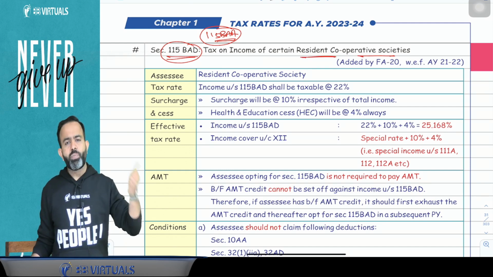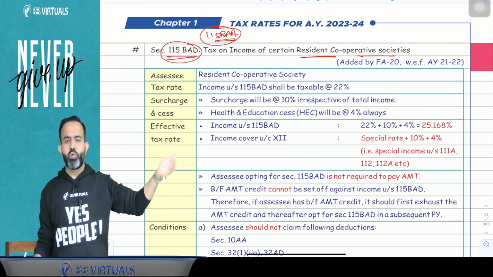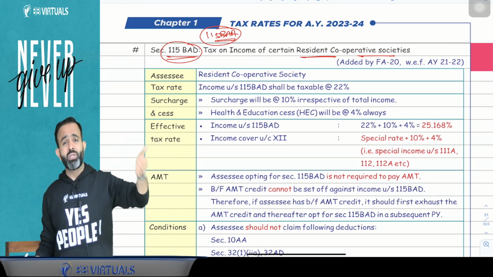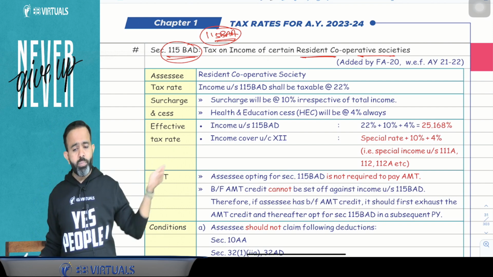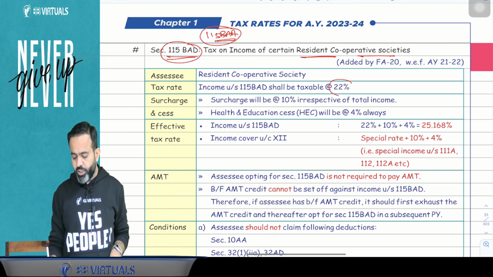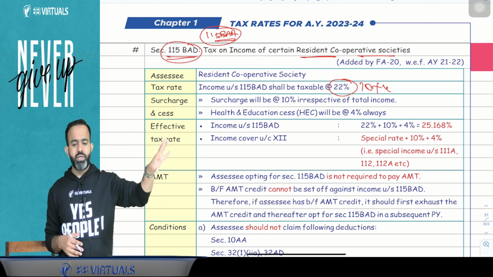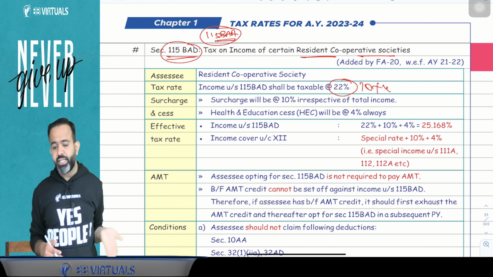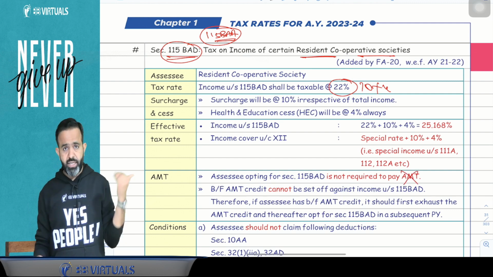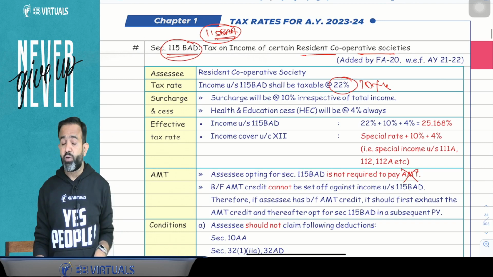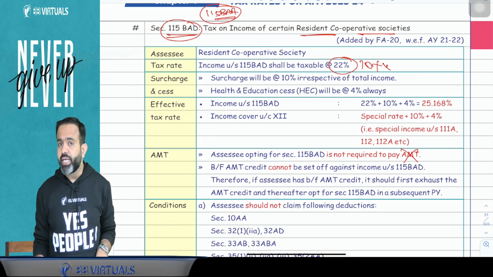So for a resident cooperative society, you know what the tax rate was: up to 10,000, 10%; more than 10,000 to 20,000, 20%; more than 20,000, 30%. But a resident cooperative society can pay the tax at the rate of 22% plus 10% plus 4%. And guys, if a resident cooperative society opted for section 115BAD, then AMT, alternate minimum tax, is not applicable. All other provisions are similar to section 115BAA. You got my point or not?